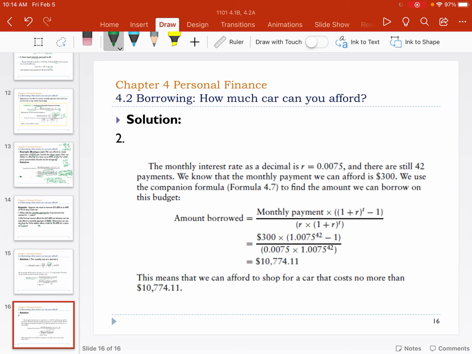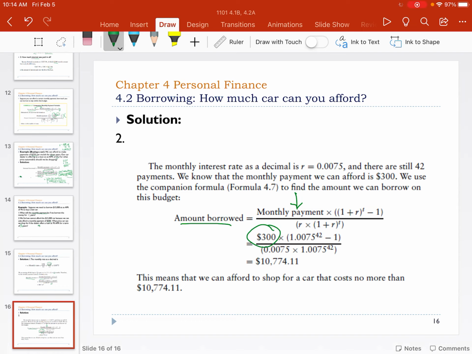And so we put the numbers in carefully, but notice this is the amount borrowed formula. This one locks down the monthly payment of $300. This is backwards from before. It's the same structured formula, it's just going in another direction. So some of the numbers will be exactly the same as we already calculated. So we just kind of fill in the blanks.